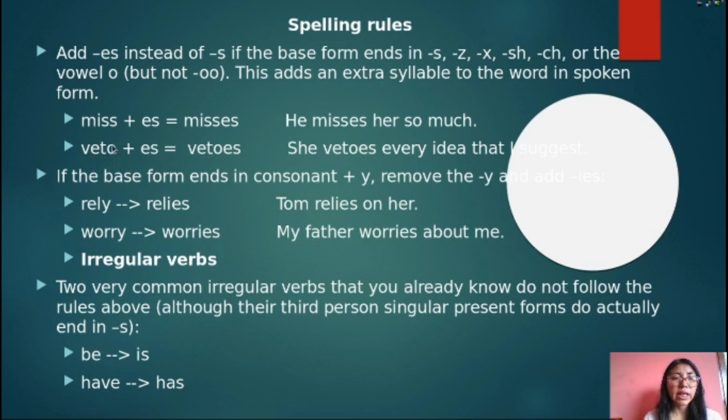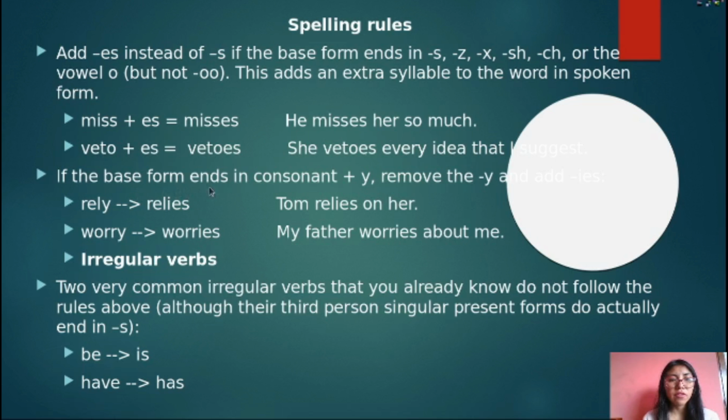For example, if the verb ends with a vowel, you have to add es. For example, that is the verb veto. You are going to use vetoes. Okay. For example, he misses her so much. He vetoes every idea.